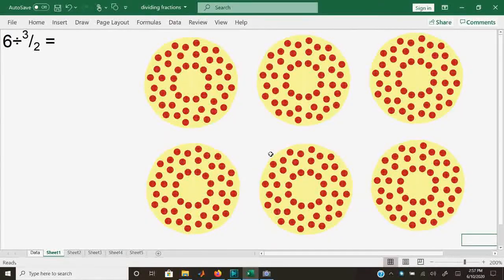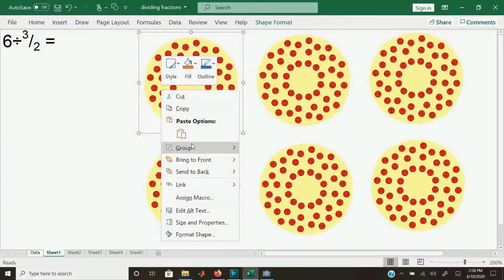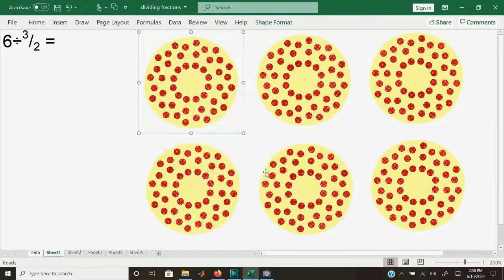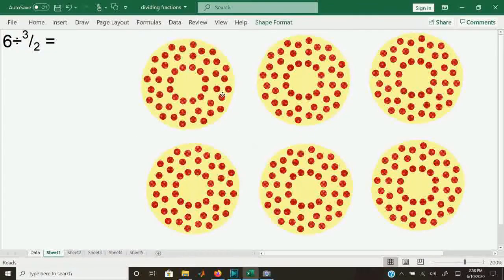I'm going to look at that in terms of pizzas. So if there are 6 pizzas, how many people can get 3 halves of a pizza? I'm going to take 6 pizzas now and see how many people can get 3 halves of a pizza. To do that, I'm going to have to cut all of my pizzas in half. So I will do that.